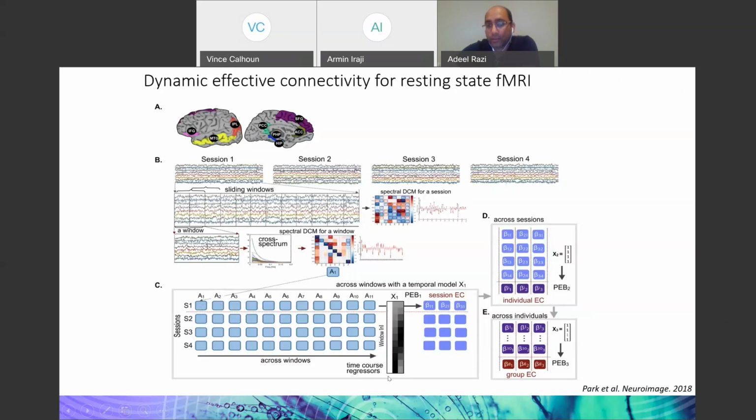Then when we combine them using a design matrix here, we use a discrete cosine transform, get this into a session level EC, and then we do another level of parametric empirical Bayes. I'm not going into details of that here, we don't have time for that. But in the end, you get a group level dynamics modeled. This is something not very old. We recently did the extension.